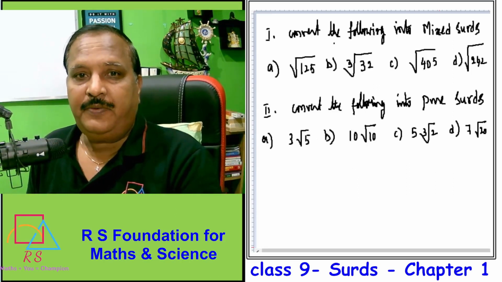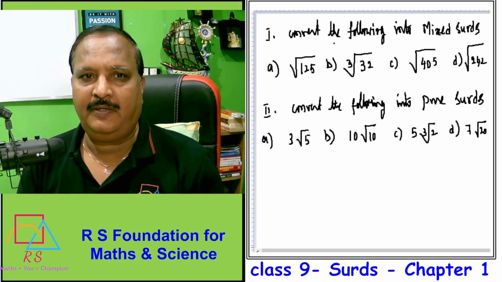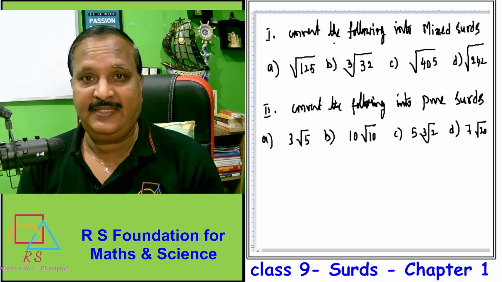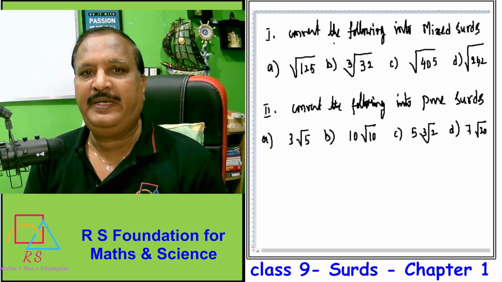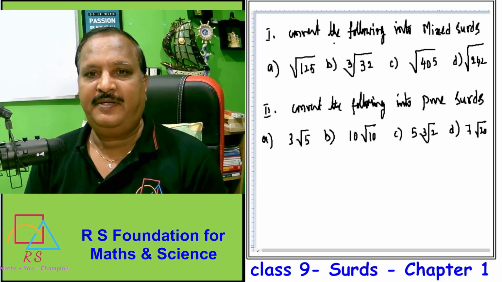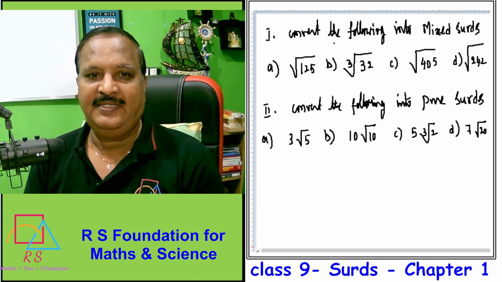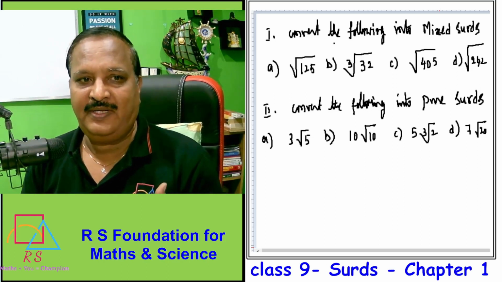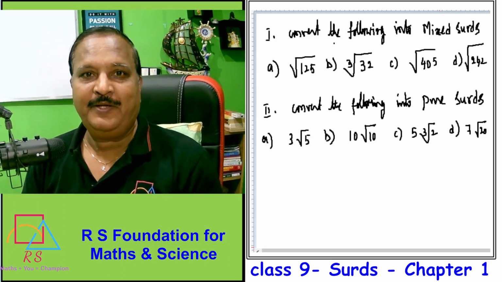So I have given you some questions, 2 questions. Everybody has to learn these concepts. The first question: convert the following into mixed surds. Pure surds are given, and you have to convert them into mixed surds. Second question: convert the following into pure surds. Some mixed surds are given, and you have to convert them into pure surds. So please do this.